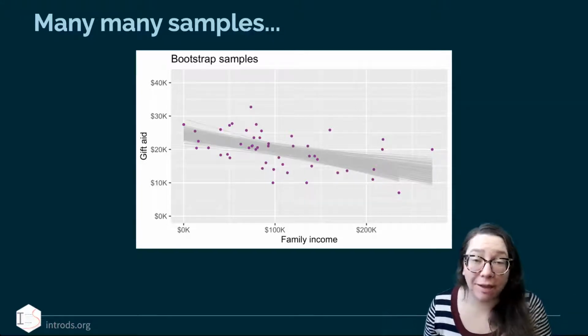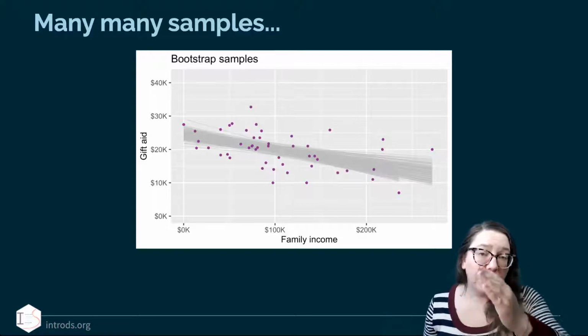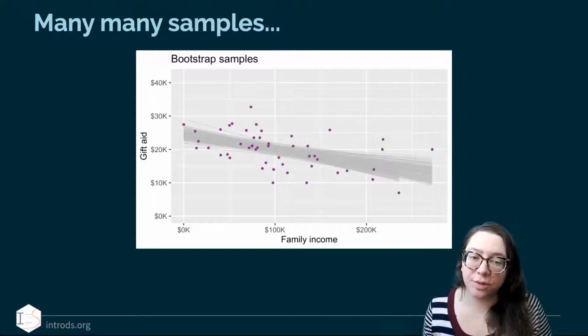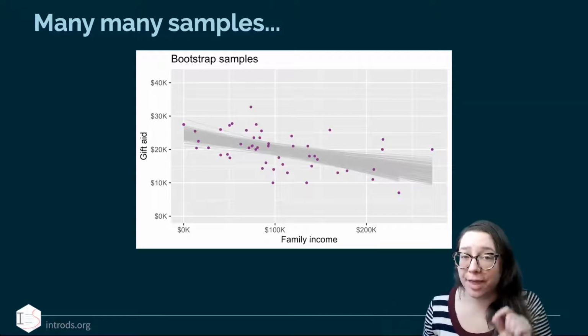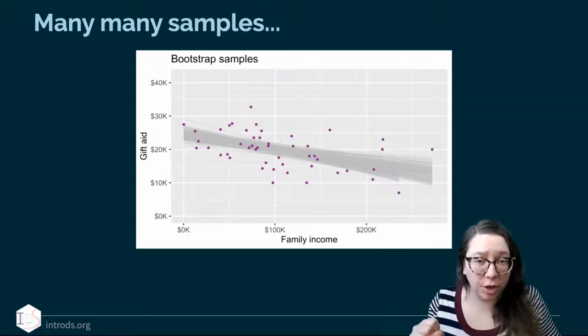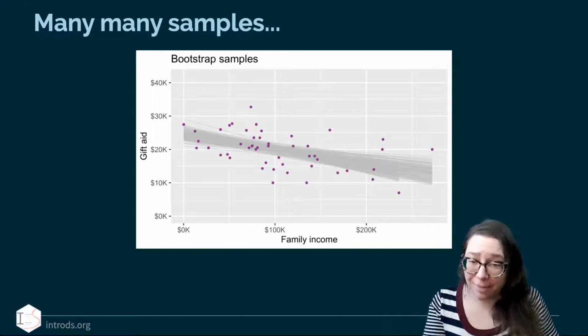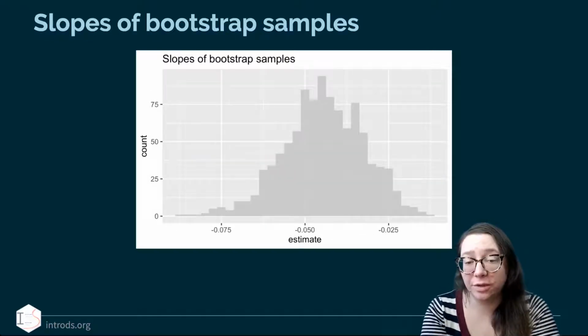data to begin with. So I haven't plotted all the bootstrap samples here as well. I've only plotted the regression lines that we've fit to those samples. So each one of those gray lines represents a regression model, and each one of them has a slope. So if you were to take out all of those slopes and make a histogram of them, this is what they look like.